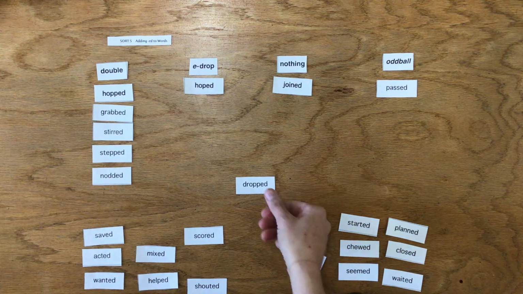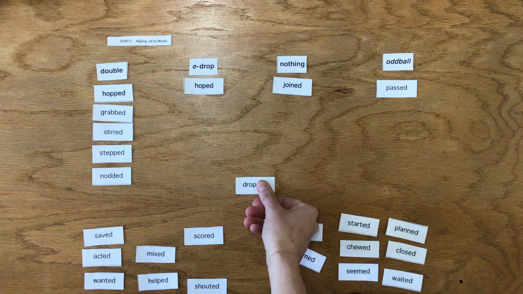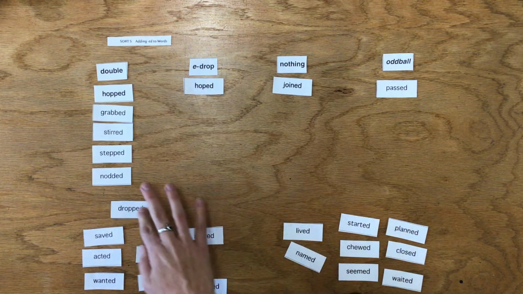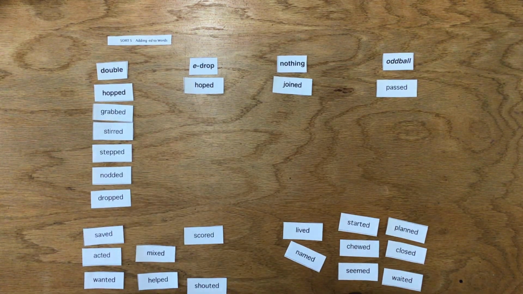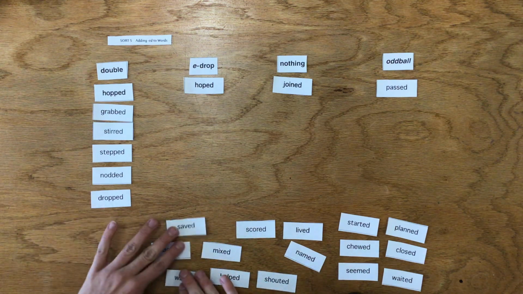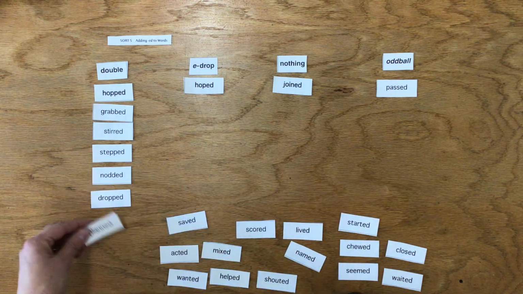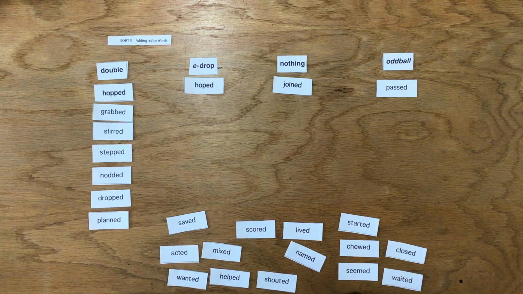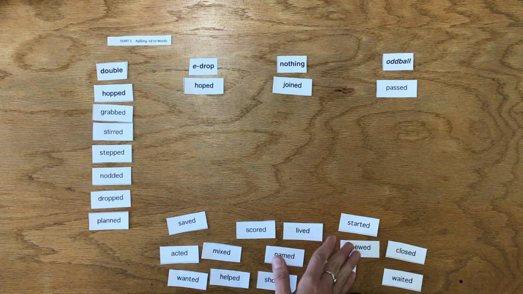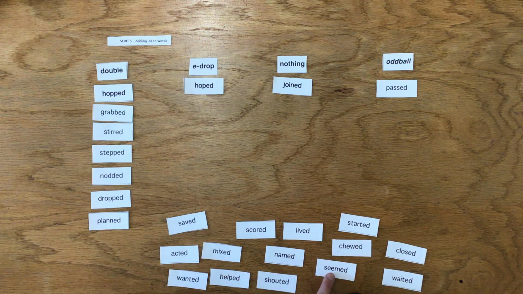Dropped. The original word is drop, and to add an ed, we double the p and add an ed. Let's see, any others here? Planned. I don't see any other double consonants. This is a double, but this is a double vowel, so that's not going to be it.